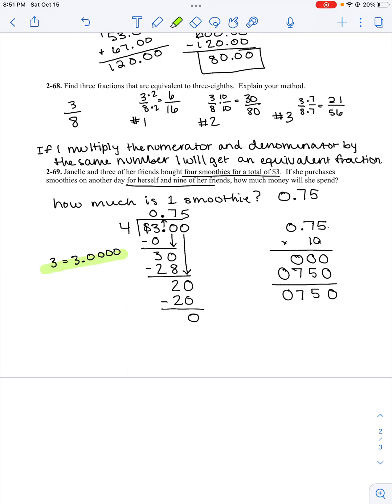Okay. Now, when I'm looking at this, I have 2 numbers to the right of the decimal place. So my decimal place needs to go 1, 2 over. So it cost her $7.50.